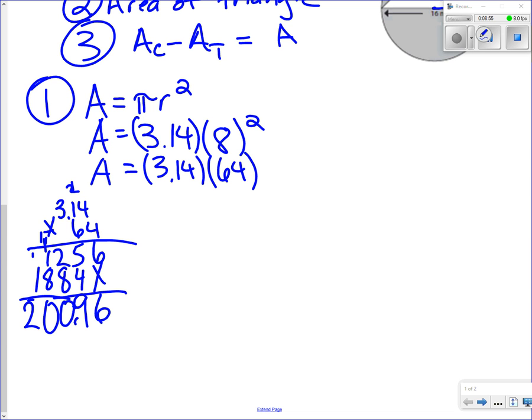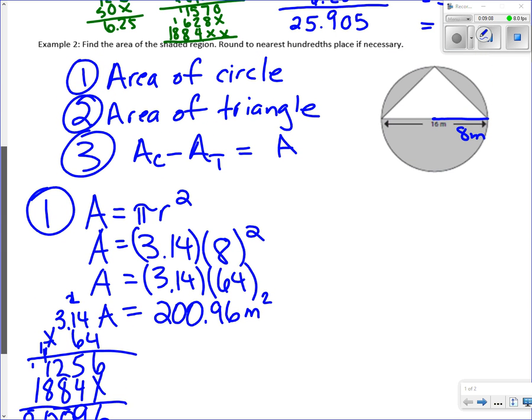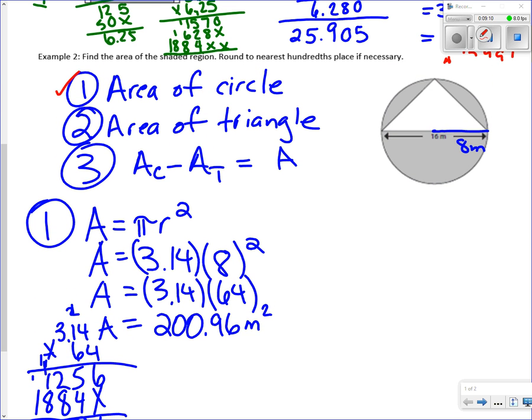I have 2 decimals, so my area of my circle is 200.96 meters squared. Okay, so I've done my first step. Now I'm going to my second step, which is the area of a triangle. Look on your formula chart, the area of a triangle is base times height divided by 2.